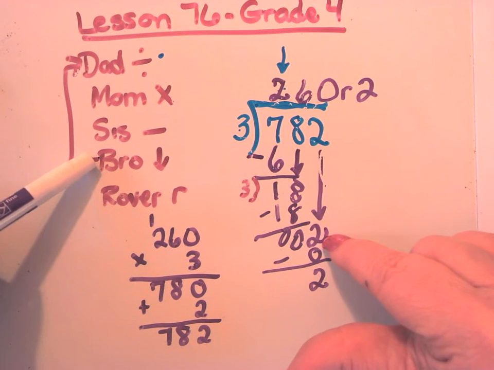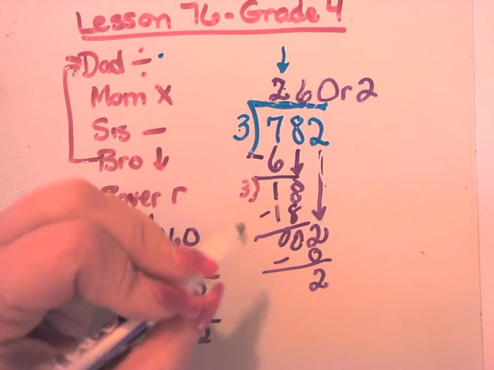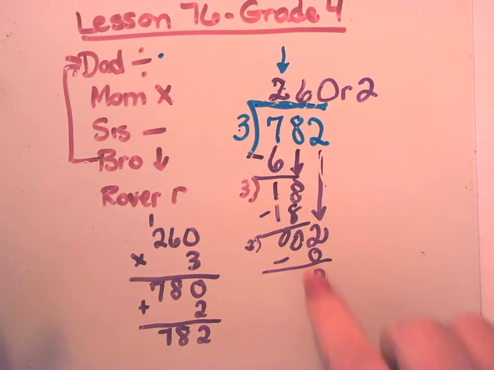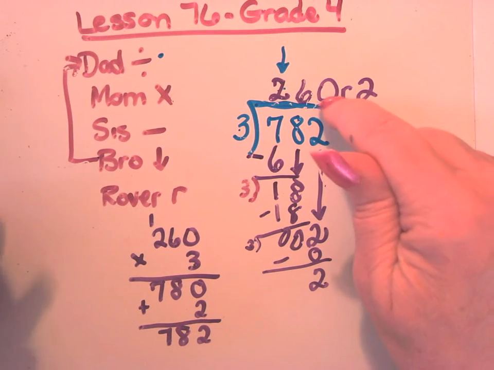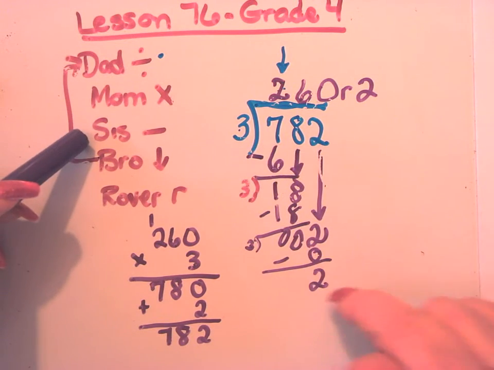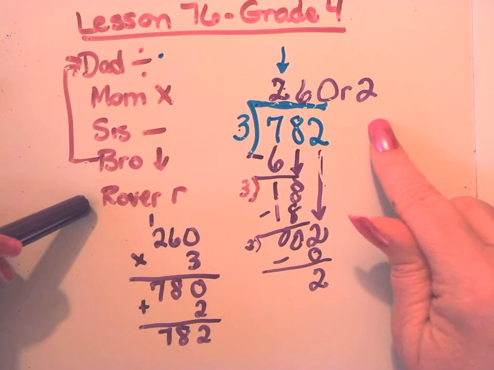Another brother in town, so we do the same process. How many 3's? Again, same thing. How many 3's can we get out of 2? None. That goes on the roof. Roof times the door ends up on the floor. Sister subtract, we get 2, so we have a remainder of 2.